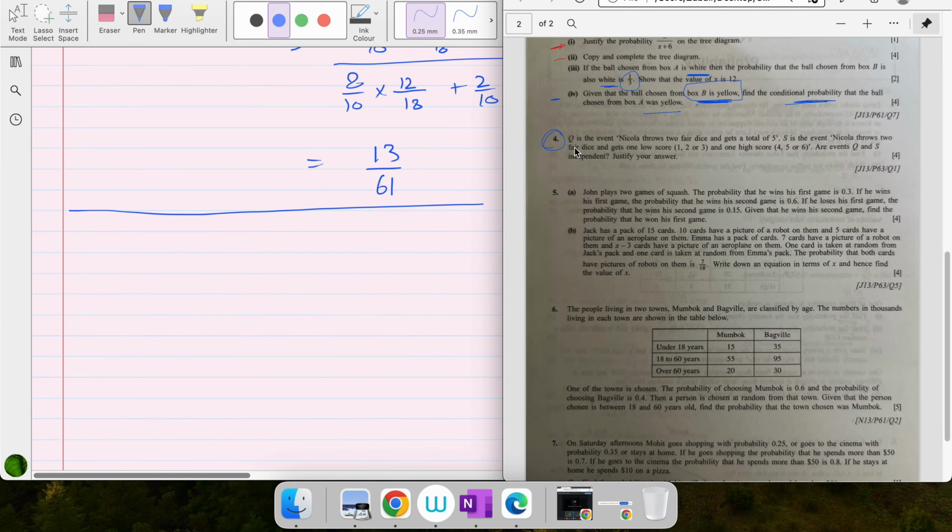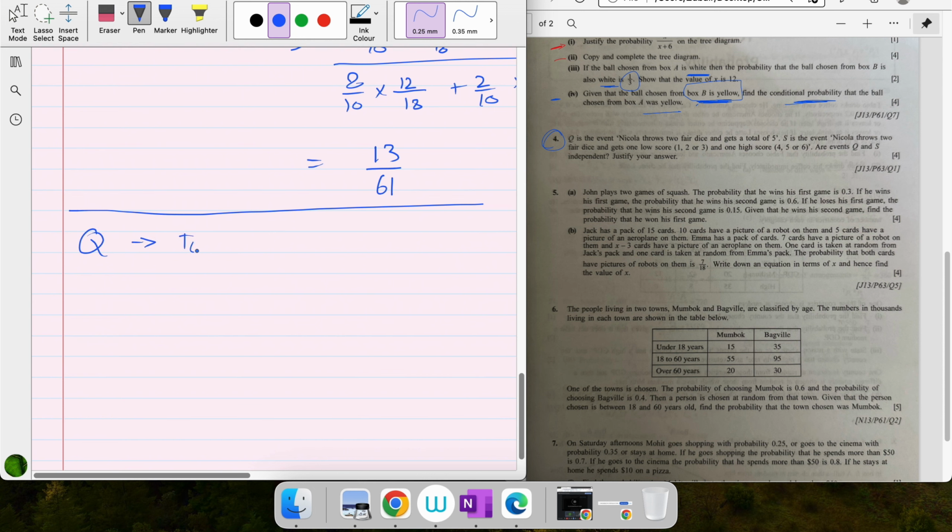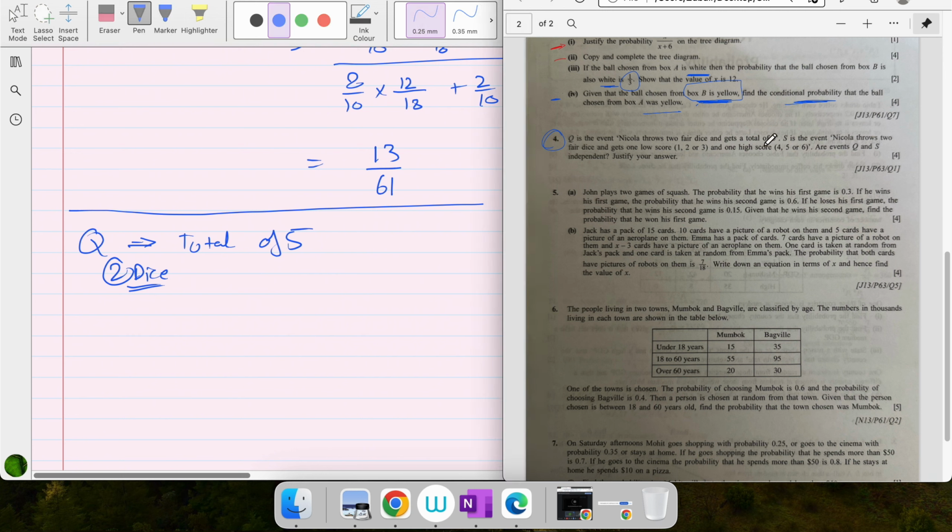Question number 4 says Q is the event that Nicola throws 2 fair dice and gets a total of 5. So Q is an event which is a total of 5 and we are throwing 2 dice. What does it say next?